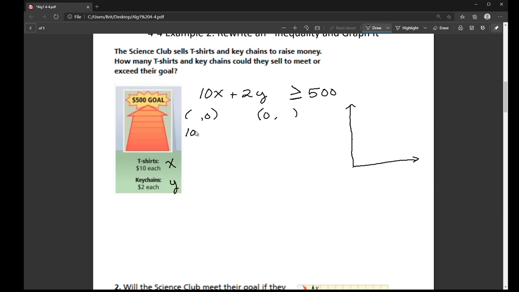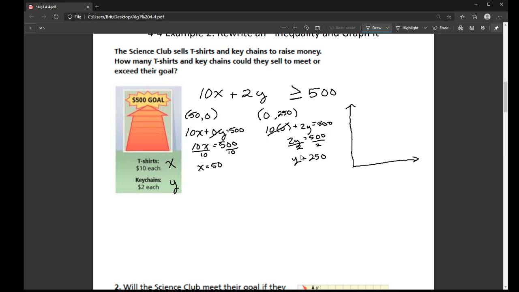So here we go. So this says 10x plus 0y is equal to 500. The y goes away, so I get 10x is equal to 500. And if I divide by 10, I get x equals 50. So my x-intercept will be at (50, 0). Now for my y-intercept, I'm going to set x equal to 0. That cancels out, so I get 2y is equal to 500. And if I divide by 2, I get that y is equal to 250.